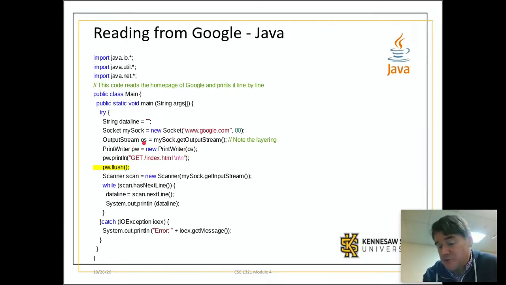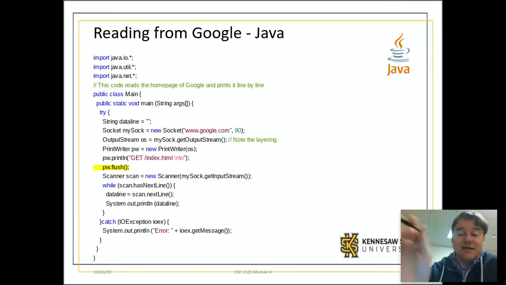An output stream from the perspective of this computer is me sending data to google.com. An input stream from the perspective of this computer is google.com sending information back to me. It's input to me and output from google.com. So when you're thinking of inputs and outputs, you need to think from the perspective of the computer that you're writing the code on.